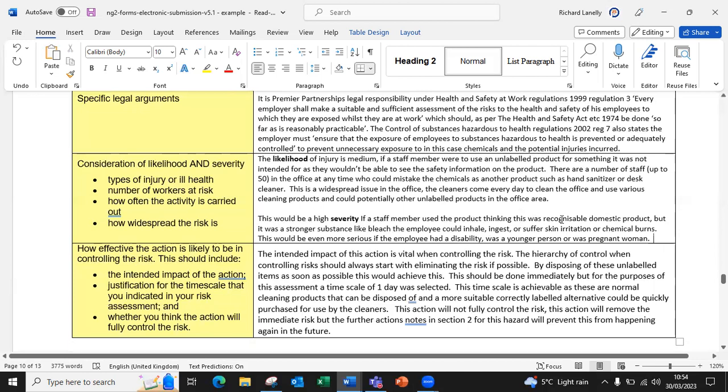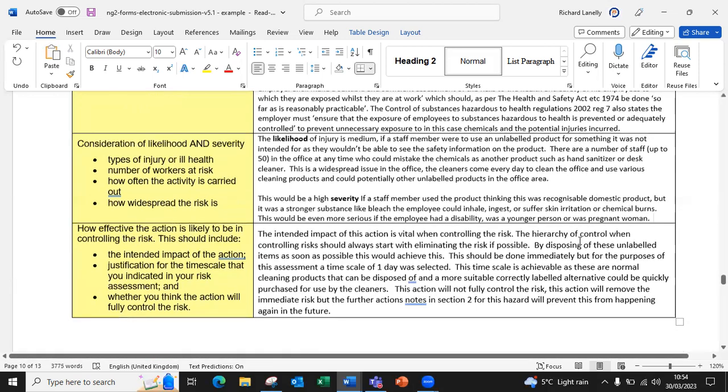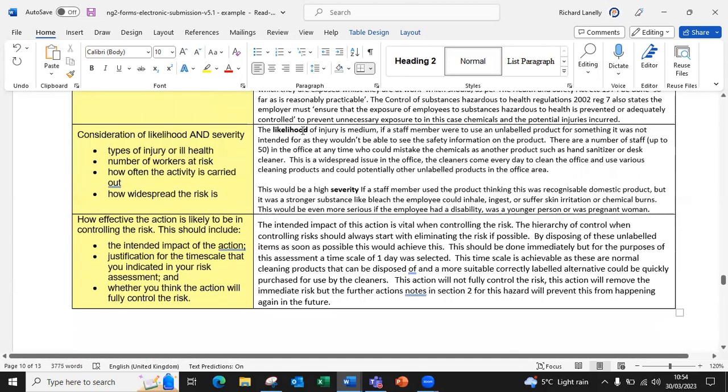I would put more. Again, this is the minimum of what you should do. I would go into more detail on different types of injuries. I've even included in there disabilities, young people and pregnant women, because the markers like that kind of thing. It shows that you're looking at the types of people that might be harmed from a larger scope. But basically you need to make sure you're hitting 1, 2, 3, 4, 5, 6 different points throughout this whole section.